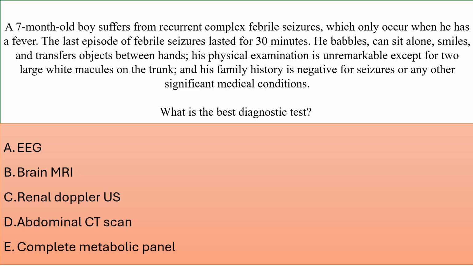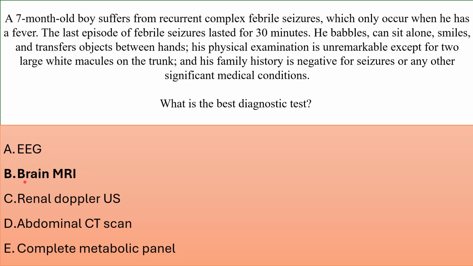A 7-month-old boy suffers from recurrent complex febrile seizures, which only occur when he has a fever. The last episode of febrile seizures lasted for 30 minutes. He babbles, he can sit alone, smiles, and transfers objects between hands. His physical examination is unremarkable except for 2 large white macules on the trunk, and his family history is negative for seizures or any other significant medical conditions. What is the best diagnostic test? EEG, brain MRI, renal Doppler ultrasound, abdominal CT scan, complete metabolic panel.